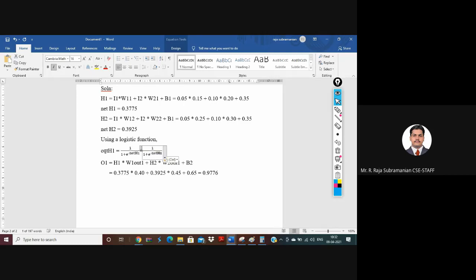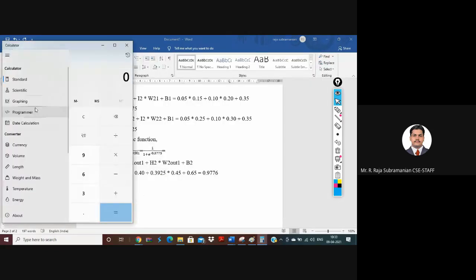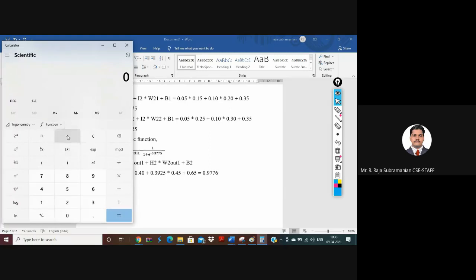The net H1 value I actually have here is 0.3775. 0.3775 is my net H1 value. So can you find the answer for this? 1 divided by 1 plus e power minus 0.3775. I have this computer calculator. If I go to the scientific mode also, yes, e is there. So I have to calculate e power 0.3775.